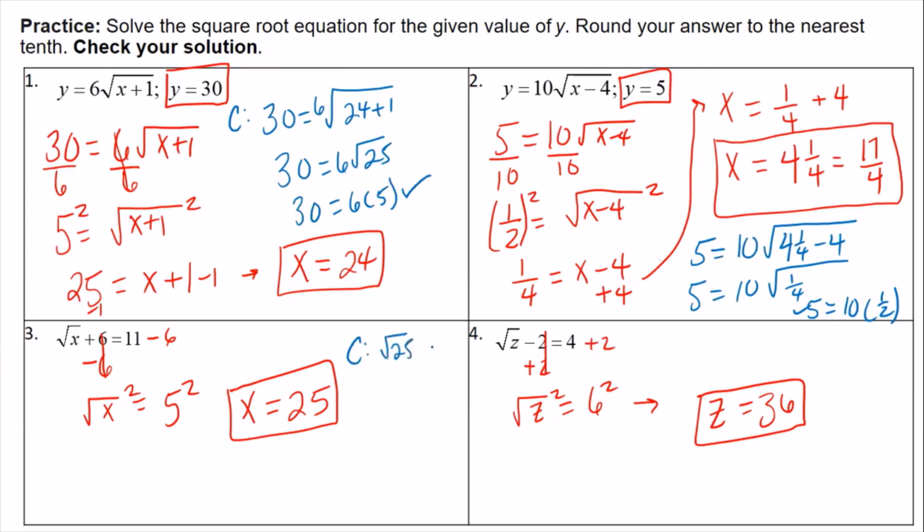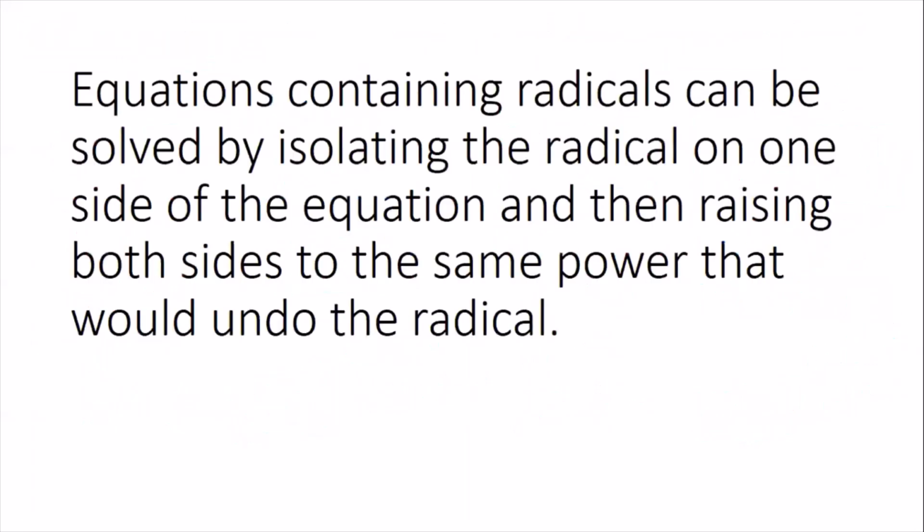Here we have 25, so you should have got x equals 25. Checking it, you have the square root of 25 plus 6. That's 5 plus 6, and that equals 11. Check. Last, checking again, you have the square root of 36 minus 2 equals 4. That gives you 6 minus 2 equals 4. Is that a true statement? Check. So again, you can always verify before you proceed.